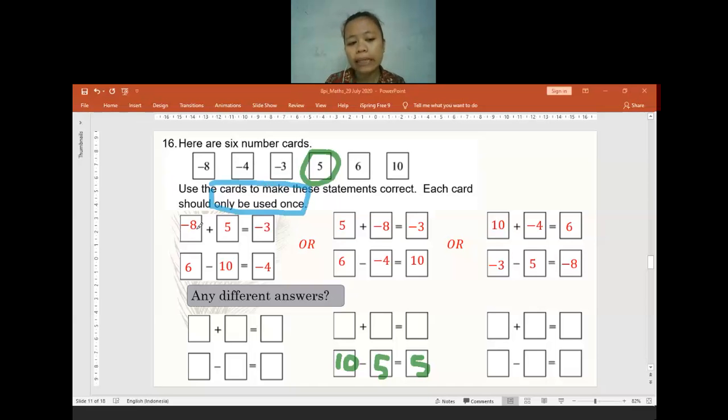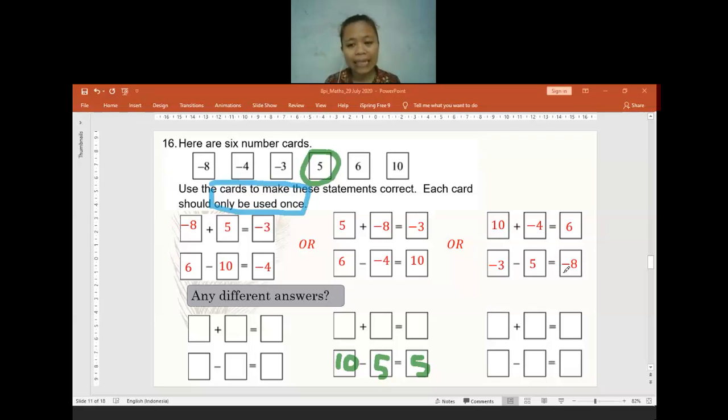I already display 3 possibilities that you can use. The first possibility is -8 plus 5, which equals -3. 6 minus 10 equals -4. 5 plus -8 equals -3. 6 minus -4 equals 10. And for another possibility, 10 plus -4 equals 6. -3 minus 5 equals -8.